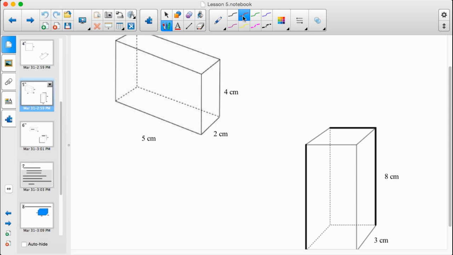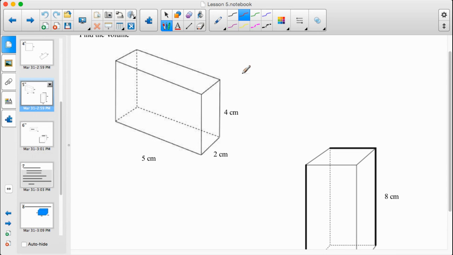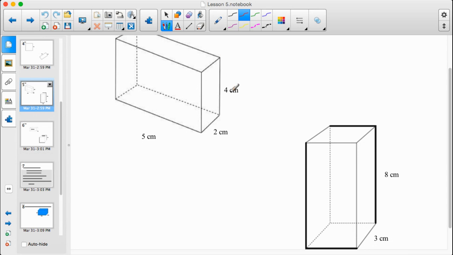Hey guys, it's Miss Kerwin, and I want to go over how to find the volume of some rectangular prisms when we're just given the dimensions. So I have two different boxes here. The first one is right up here, and it says the height is 4 centimeters, the width is 2 centimeters, and the length here is 5 centimeters.